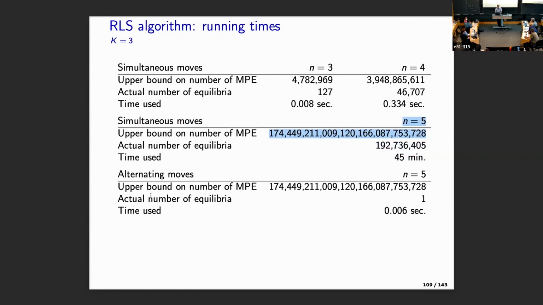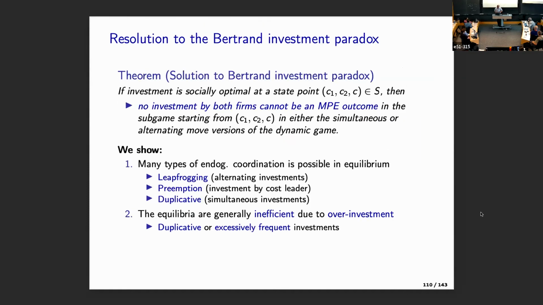Yes. It's a lot. But if you happen to have just one equilibrium, which sometimes happens, then you don't spend any time on the search part of this algorithm. That's because the tree only has one branch from the root to the very end. Just follow that and you verify that there are no other equilibria. That's it. All right, so let me spend just a few minutes on the resolution of the Bertrand investment paradox and the theoretical results of the leapfrogging model.